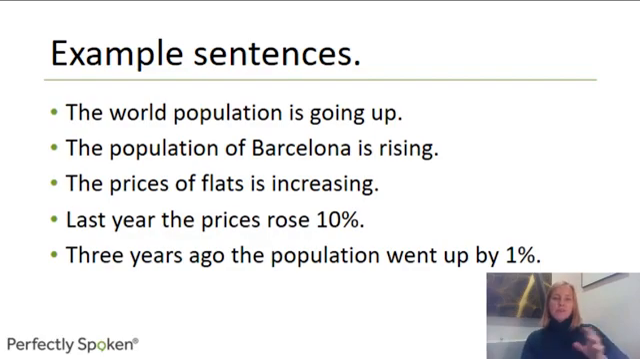All right. Now, here are some example sentences. World population is going up. The population of Barcelona is rising. The prices of flats are increasing. Last year, the prices rose 10%. 3 years ago, the population went up by 1%.